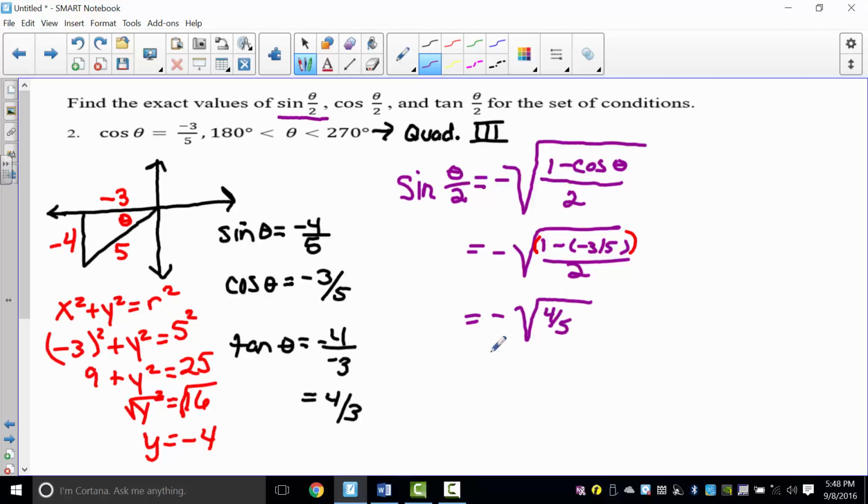So the square root of 4 is 2. You cannot break down the square root of 5. But this is not your final answer because you can't have a radical in your denominator. You must rationalize. So sine of theta over 2 equals negative 2 radical 5 over 5.